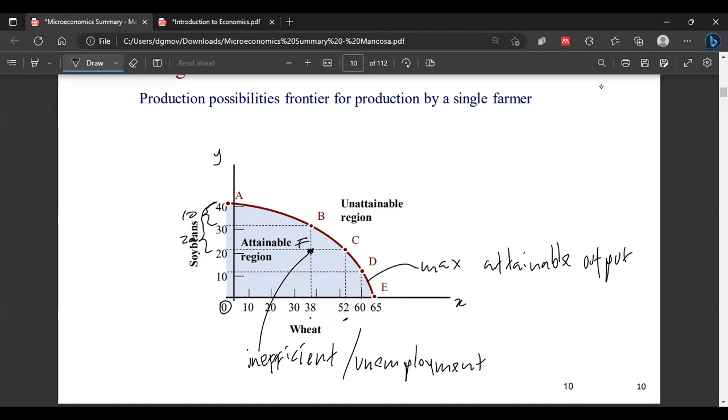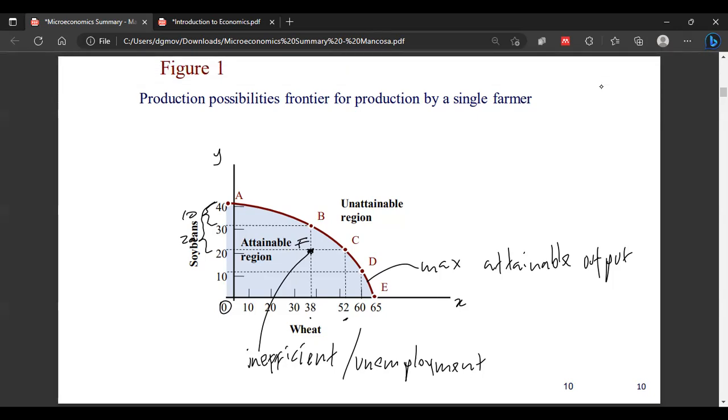Points within the PPF, when we say within, it is this blue area. It represents that you can produce. It's attainable. So point F is attainable, but inefficient. It represents unemployment. If I was going to use a macro example, it simply means the South African economy, when it comes to employment, we are operating inside there because of high levels of unemployment. We are not fully utilizing our resources. If you were fully utilizing your resources as this farmer, you would be able to produce along this line. Is that clear?